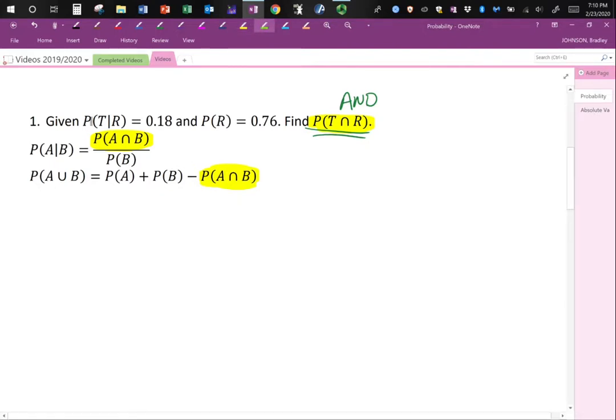The very first thing, we are given a conditional probability. Given a conditional probability, it looks like we can use the first one, but can we use the next one? Nope. And then we're given a single probability of an event, and that would match with the first one again. So it looks like we can eliminate using the addition rule. We are going to be working with the multiplication rule.